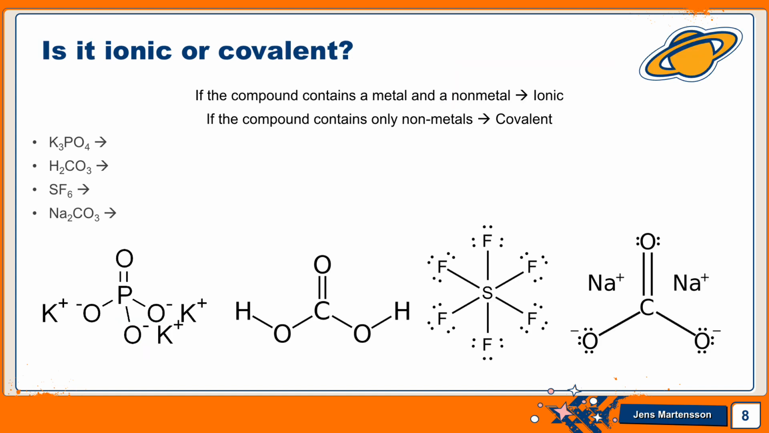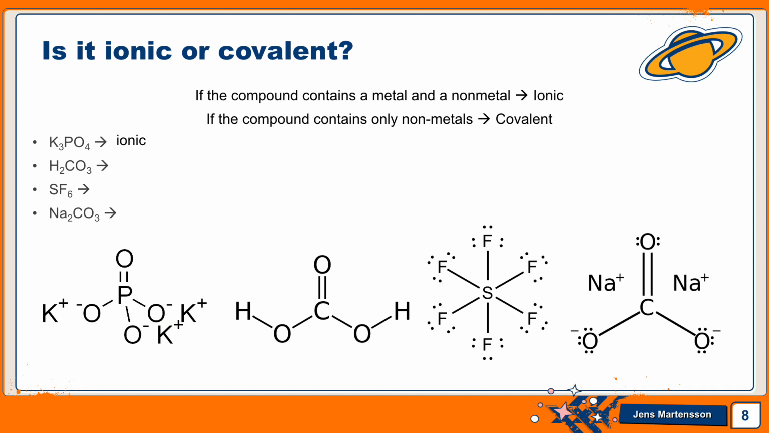Alright, so now we're going to look at some examples and we're going to try and determine if they are ionic or covalent. So remember, if the compound contains a metal and a nonmetal, it's ionic, and if the compound contains only nonmetals, it is covalent. So first up, we have potassium phosphate. We look at my first image here on the left, and we can see that there's a double bond here, and there's some single bonds with them, but then we also have potassium on the outside. And potassium here is going to be transferring its electrons over to the oxygens. So overall, it is ionic because of the transfer of electrons.